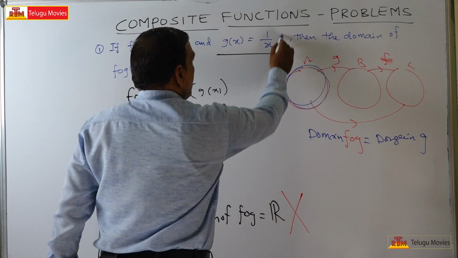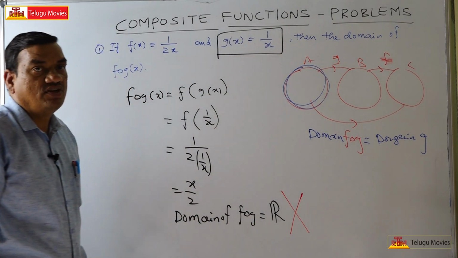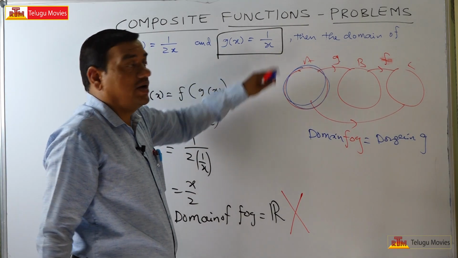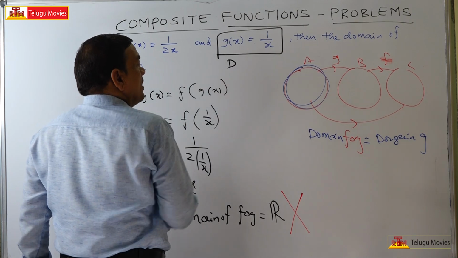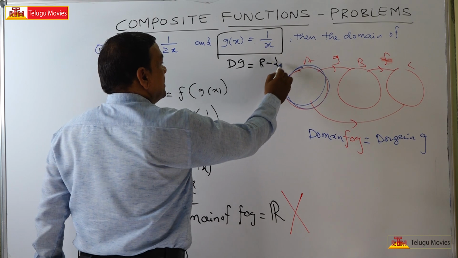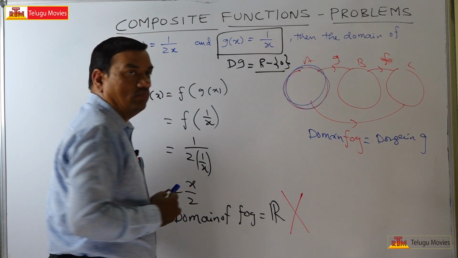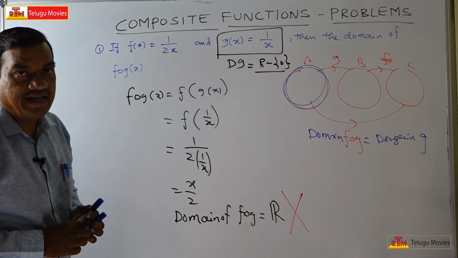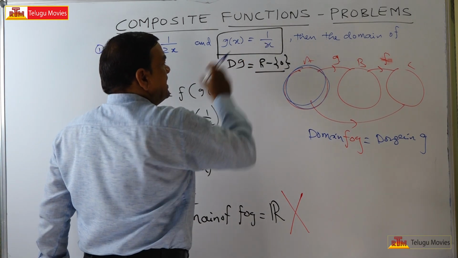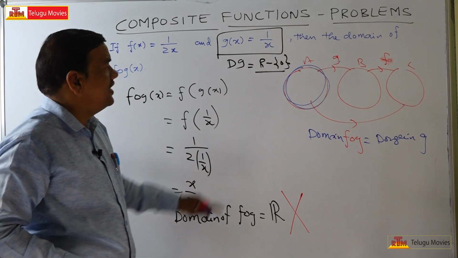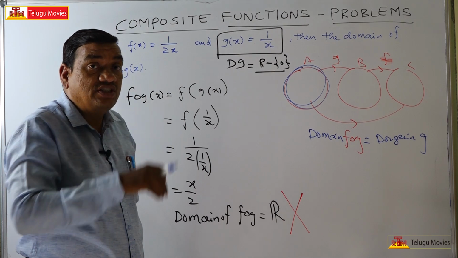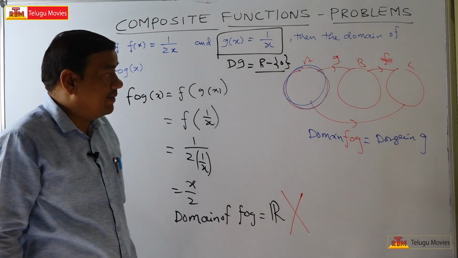What is the domain of g? See here, what is the definition of g of x? That is 1 by x. x is in the denominator. What is the domain of g function? It is the set of real numbers except 0. That means you can take any real number, but you should not take 0. Why? If 0 is in the denominator, that is not a real number.